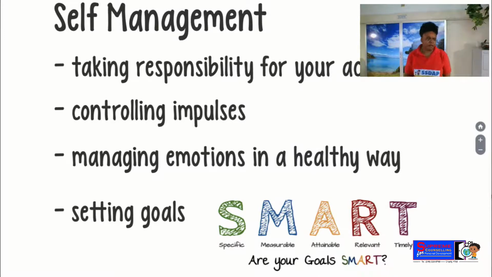And we were also talking about managing emotions in a healthy way. Healthy way meaning in a way that is helpful to you and helpful to others, and not in a way that pushes your emotions aside where they don't get dealt with. And we looked at setting goals, SMART goals: specific, measurable, attainable, relevant, and timely goals.